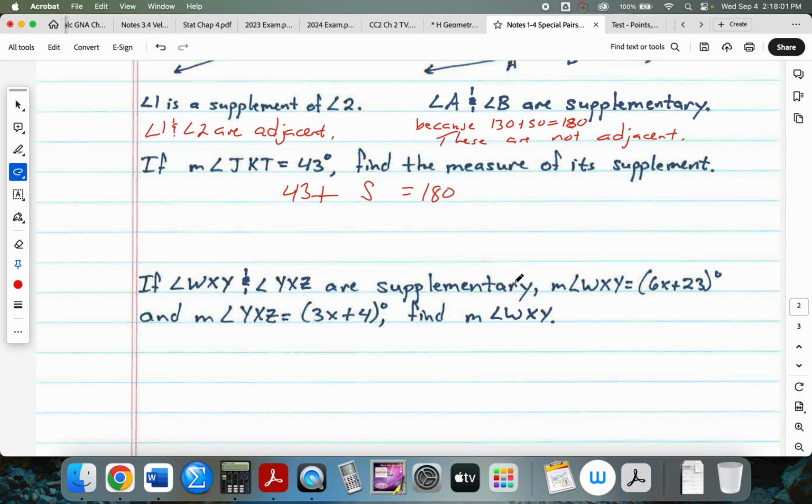If you want to be boring, you can call it x. But when you get further in math, we don't call everything we don't know x. So I call it s. Now, if your s looks a lot like a 5, that may not be a good idea for you. I know some people, their s's and 5s look almost identical. So we just subtract 43 from both sides. And we get that the supplement is 137 degrees.